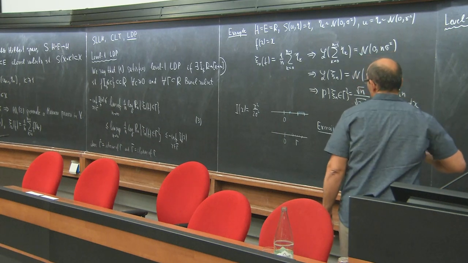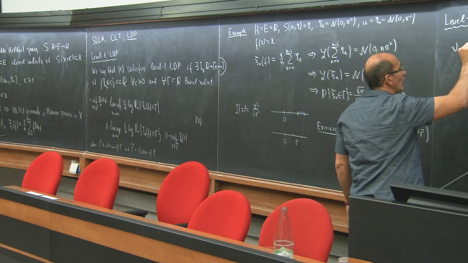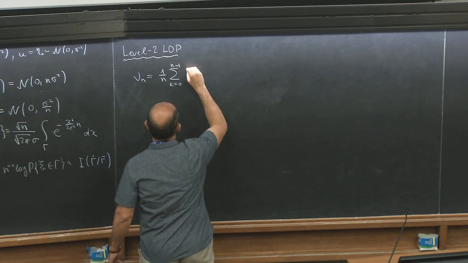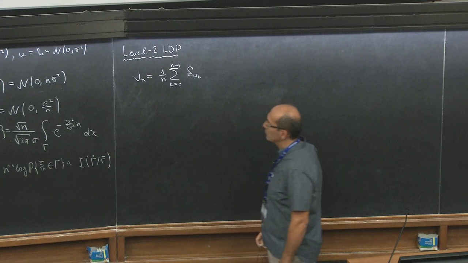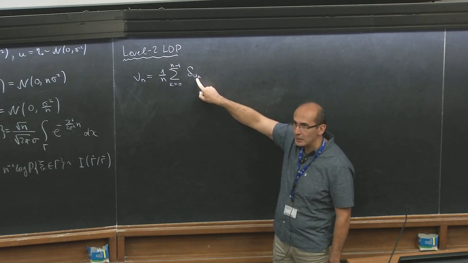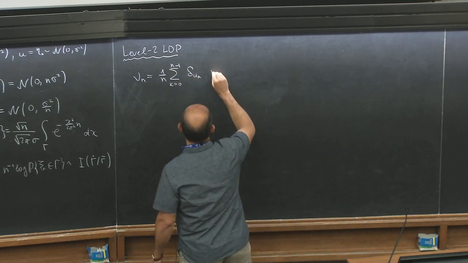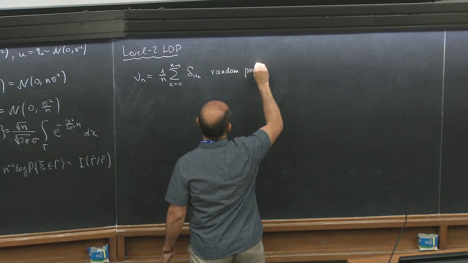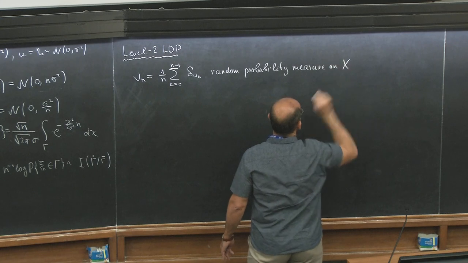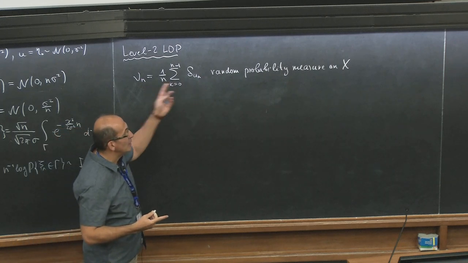Let us consider the following sequence of random measures on X. So we have nu n, and I write 1 over n, the sum k from 0 to n minus 1, and I take the Dirac mass at the point uk. So uk is a random sequence. The Dirac mass at the point uk is a random measure on X. So nu n is a random probability measure on X. And then, for each omega, for each realization, this is a probability measure on X.